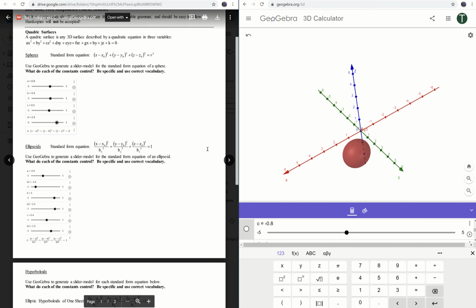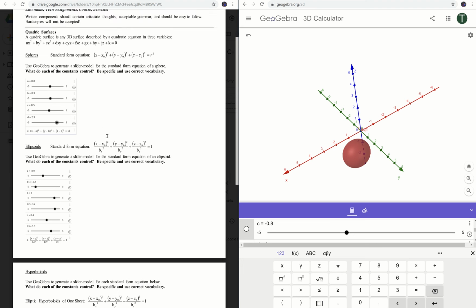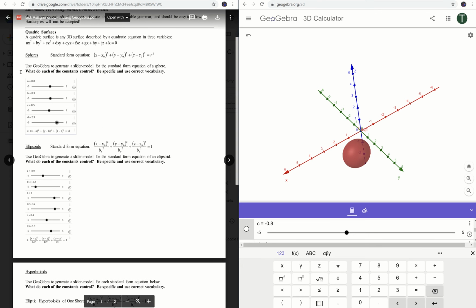So that gives you a little bit of an indication of what it is that I'm looking for there. Now, when it comes to the next one, the directions say: what did each of the constants control, be specific and use correct vocabulary. So there is a writing piece here, but you'll find a lot of consistency from one quadric function to another. The A, B, and C values are going to represent the same thing, regardless of the quadric function. So you could just say for all of them, A gives us this, B gives us that, and C gives us that. It's the denominators. What's different from one quadric to another, that's what you're really going to have to address.